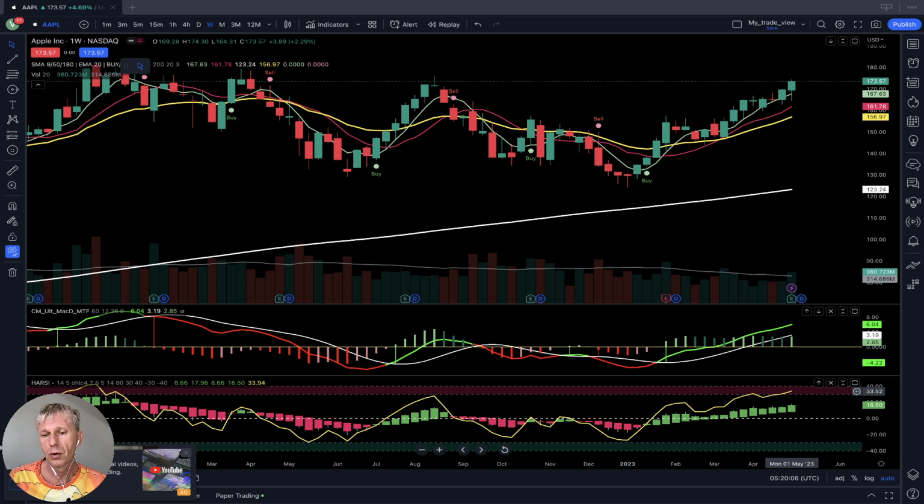RSI around like 34 level. Overbought territory. Bullish trend on all indicators and on all time frames. Right? Weekly, monthly, except quarterly. Quarterly, it is kind of ready for bearish reversal.